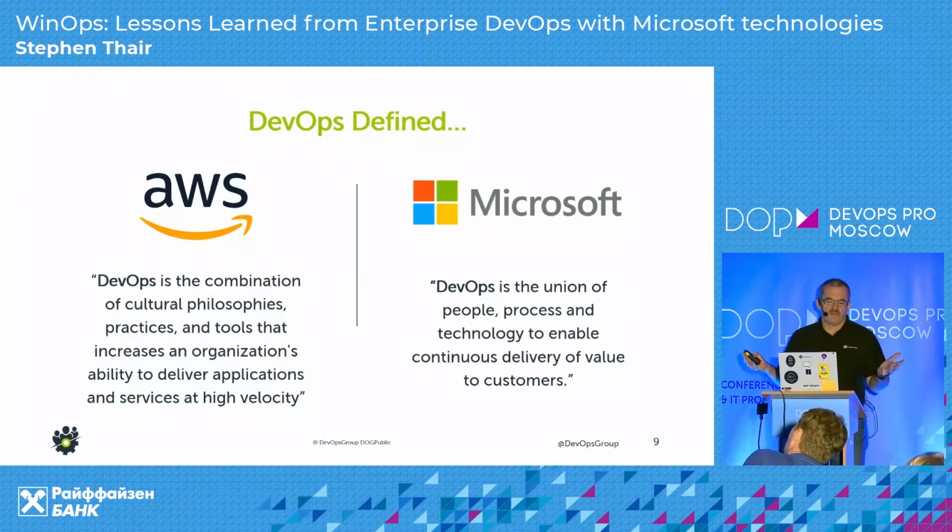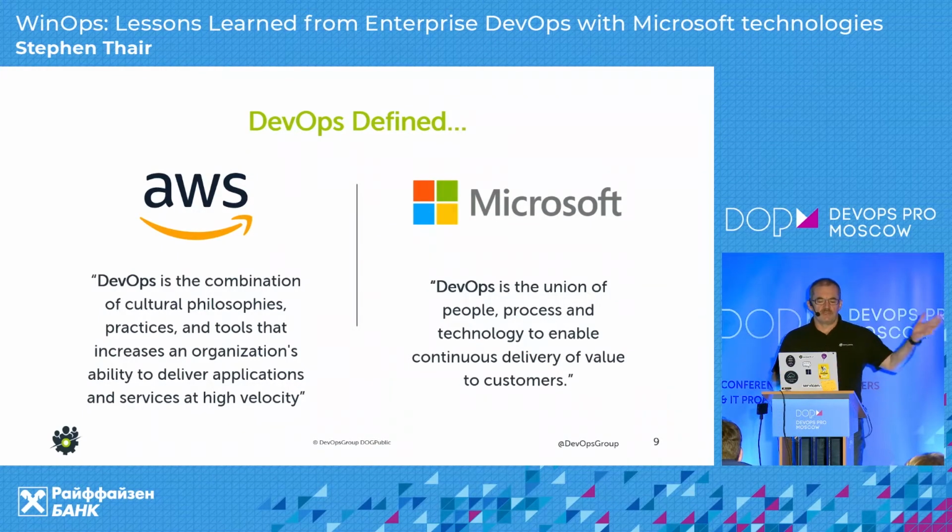So Microsoft define DevOps as the union of people, process, and technology. The Amazon definition: a combination of philosophies, practices, and tools. They're all very, very similar. And they talk about the need to bring changes to the way we work, changes to the way we approach work.